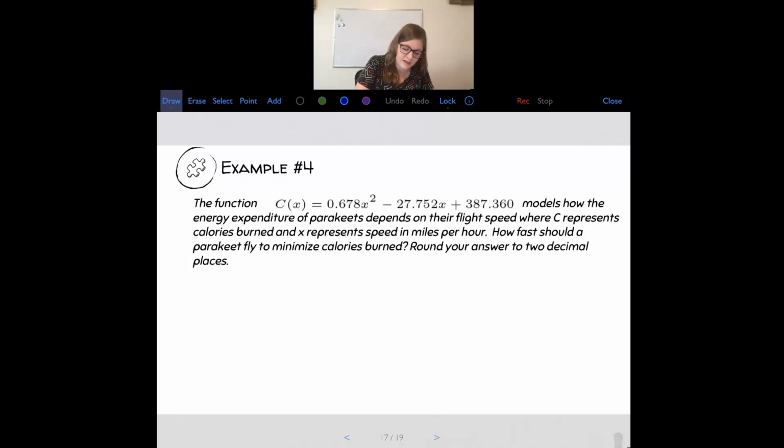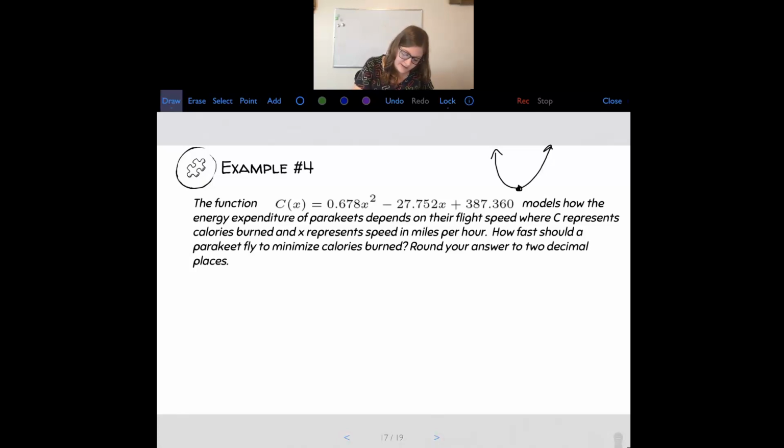Okay, so we've got a graph. It's going to be some type of parabola. Okay. We're trying to minimize calories burned. So we're looking at a minimum value, and it's asking how fast should the parakeet fly. So what this is really asking for is the x-coordinate of the vertex, because the x-coordinate of the vertex is where the minimum happens. Okay.